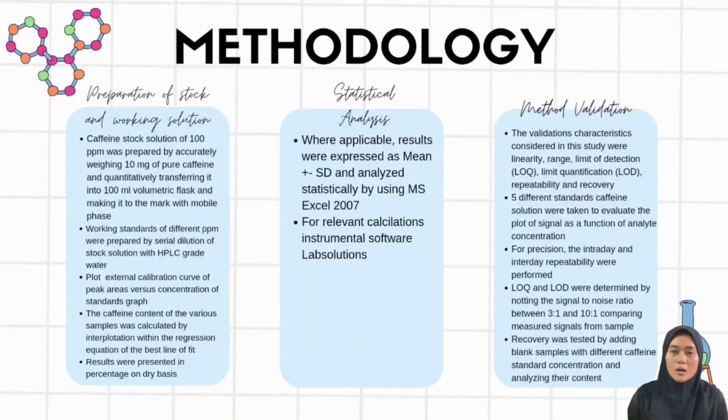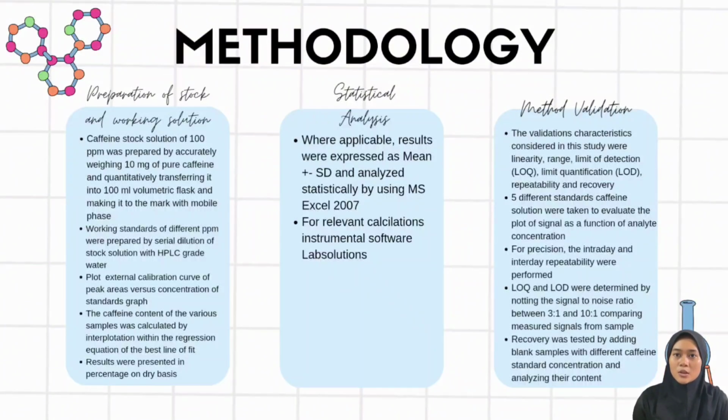The caffeine content of the sample was determined by interpolation using the regression equation of the best fit line, with the result presented as a percentage on a dry basis. For statistical analysis, the results were expressed as mean plus minus standard deviation and analyzed using Microsoft Excel 2007. Additional calculations were performed using LabSolution software to ensure accuracy and reliability in data handling.